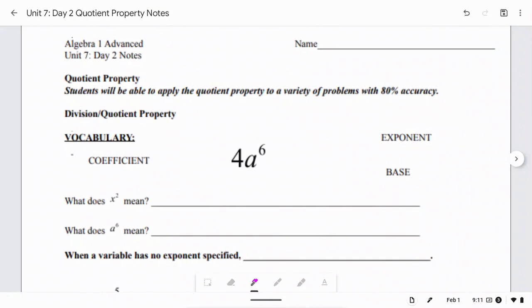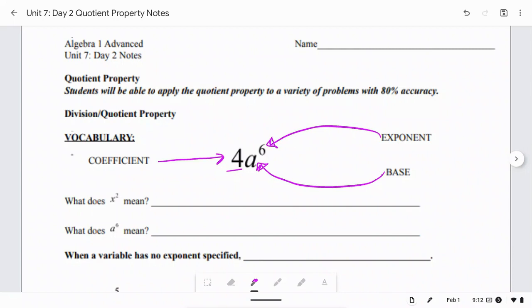In this video, we will be learning about the quotient property of exponents. So basically, we're going to learn what to do when we're dividing terms that have exponents. To review from yesterday's notes, we need to know those three basic vocab words. The coefficient is always the number that's in front of the variable. The base is what the exponent is attached to. And then we have our exponent.